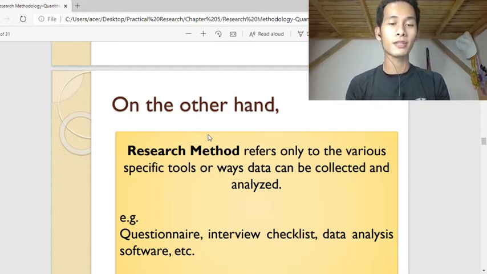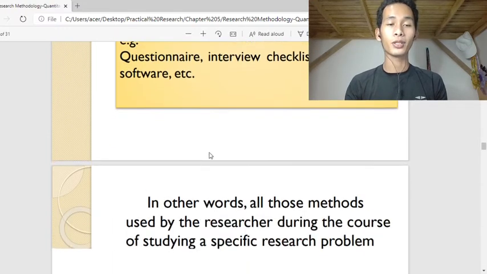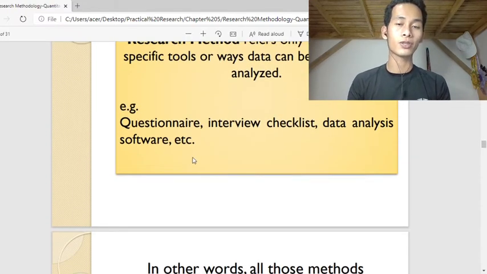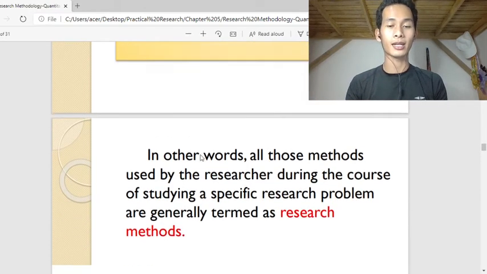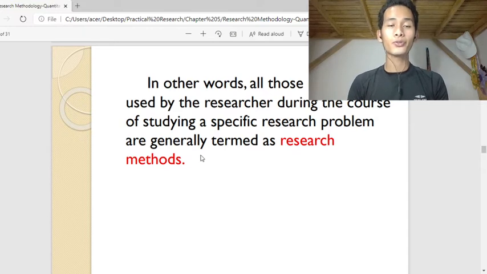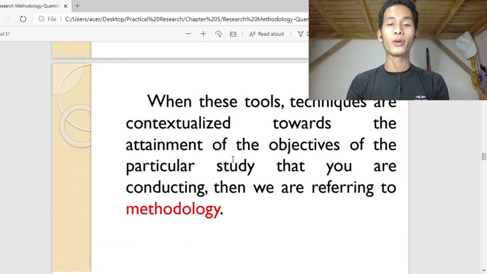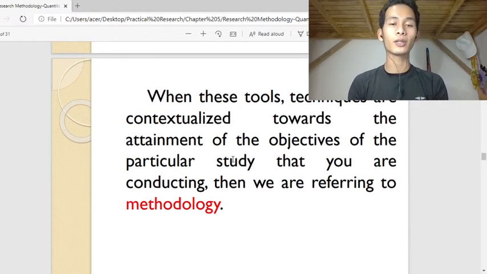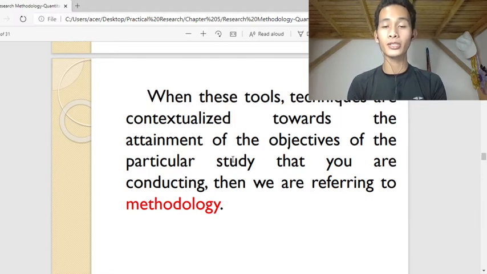And research method refers to specific tools or ways data can be collected and analyzed. Di ba? Specific tools you are going to use in collecting and analyzing data. Examples are questionnaire, interview checklists, data analysis software, etc. In other words, all those methods used by the researcher during the course of studying a specific research problem are generally termed as research methods. When these tools and techniques are contextualized towards the attainment of the objectives of a particular study that you are conducting, then we are referring to methodology.